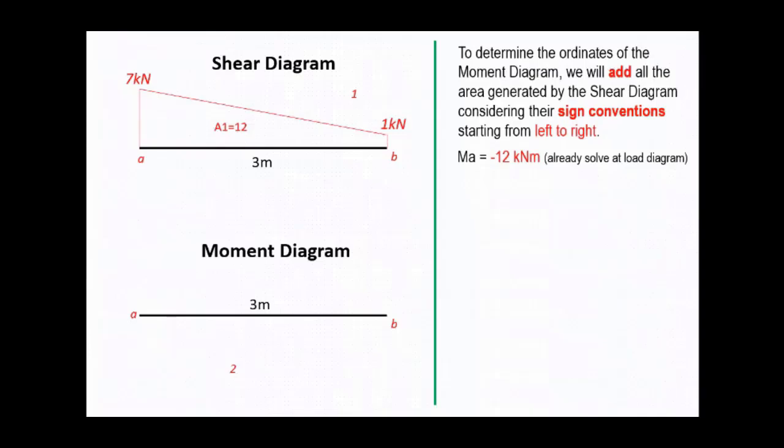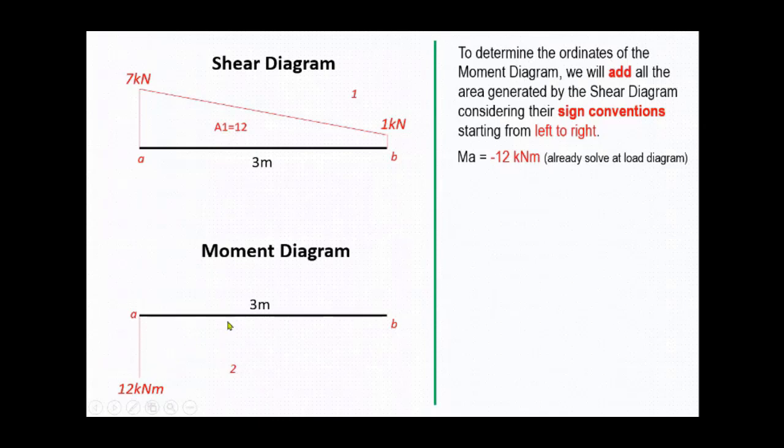Thanks! Negative 12 kilonewton meter, and it is already solved at the loading diagram. Now, it is negative since it is in counterclockwise direction. So in the moment diagram, at point A, we will draw a vertical line just below the line AB. It is below AB because it is negative moment.